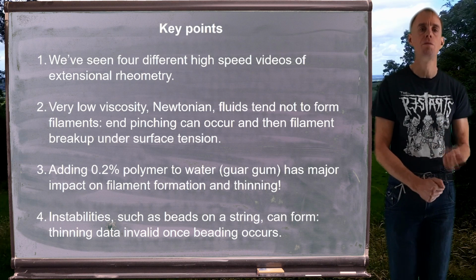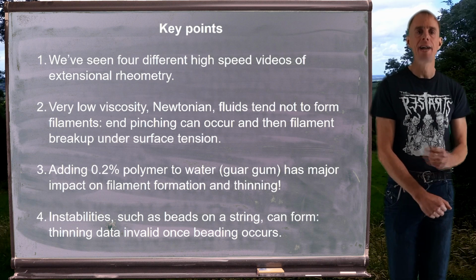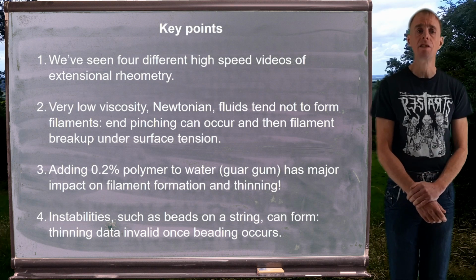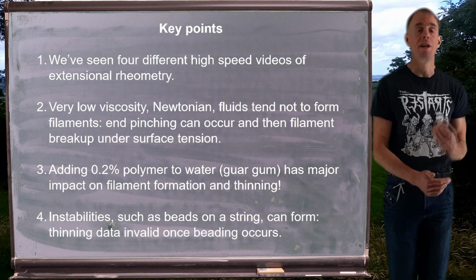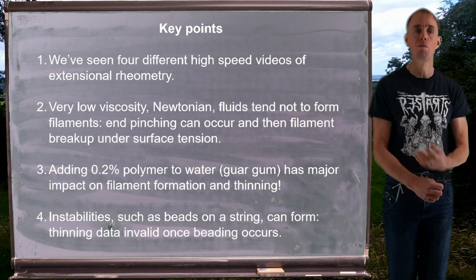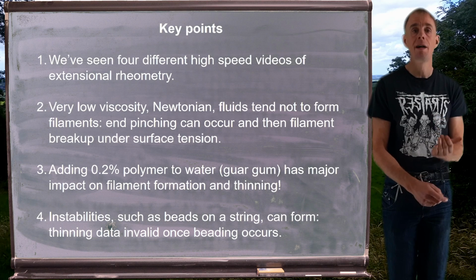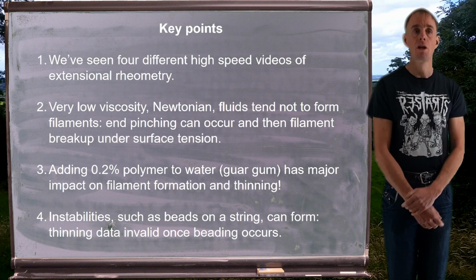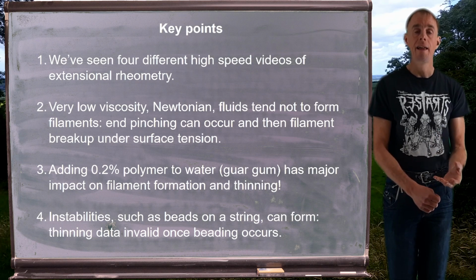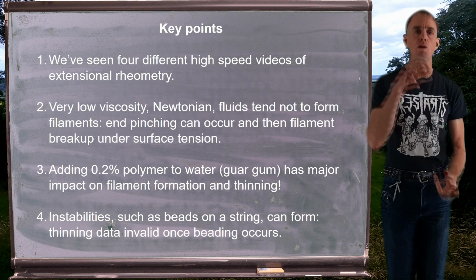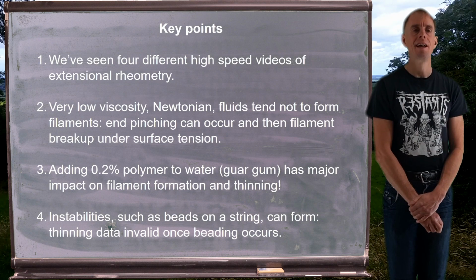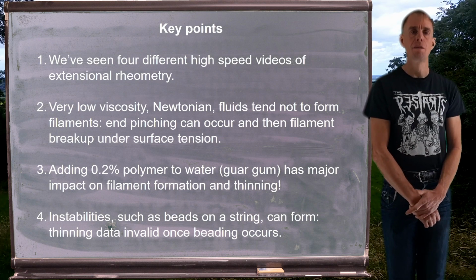The other highlight I hope that you take away from this video is how adding very small amounts of polymer, 2 grams per litre is 0.2%, to water gives you an entirely different rheology. We saw this in the way the fluid filaments form and subsequently thin, both with guar gum and with RTM24. With more polymer added, we could see the onset of instabilities, such as beads on a string, and also that very great homogeneity of the fluid filament in the first place. So I hope that's an insight into some of the data that you can take with capillary thinning rheometry.